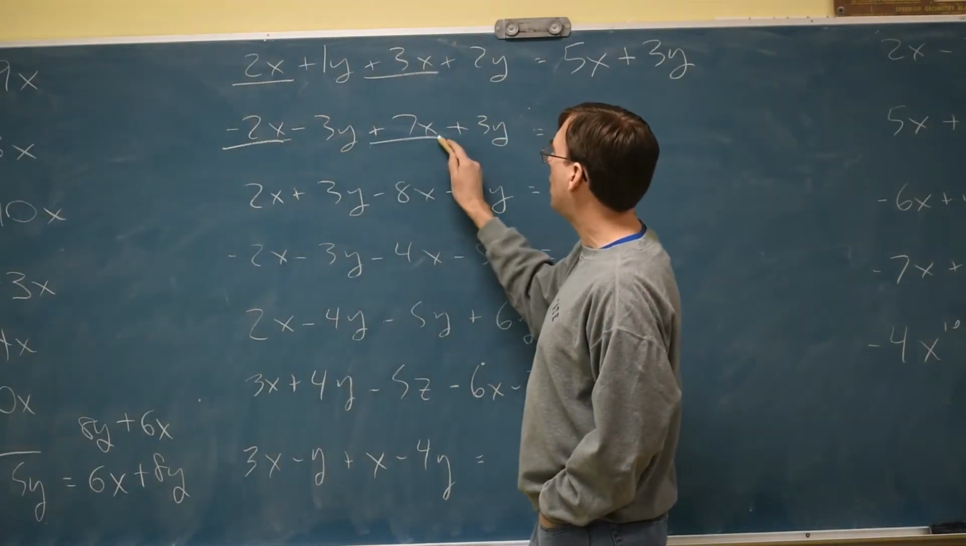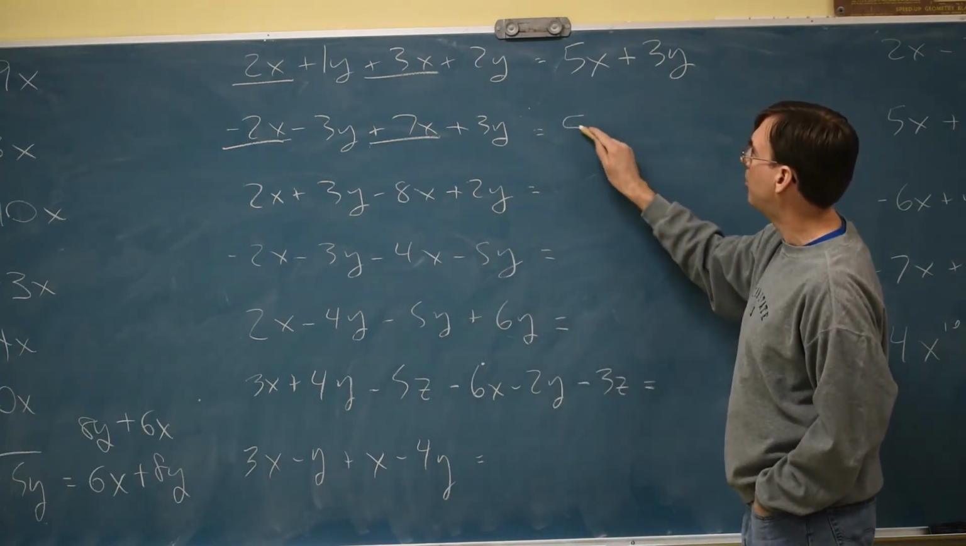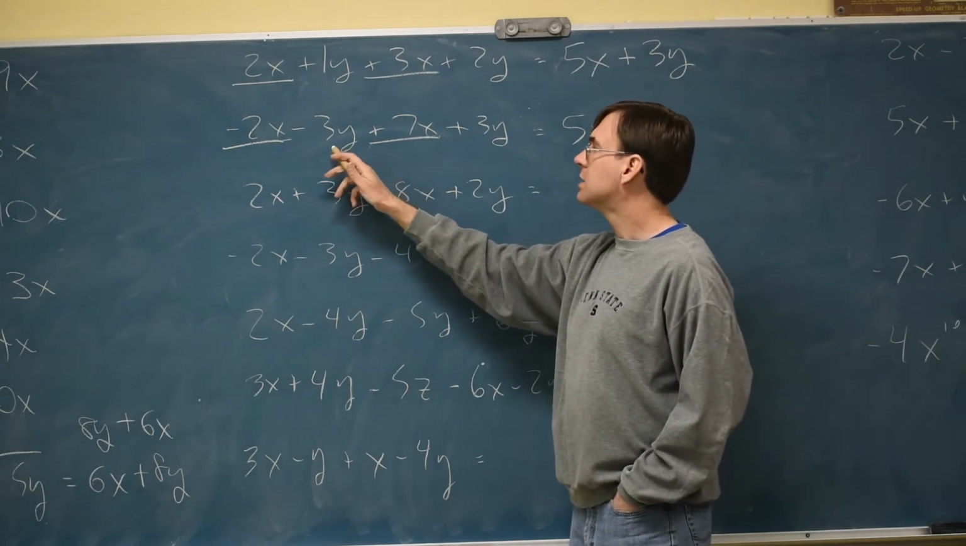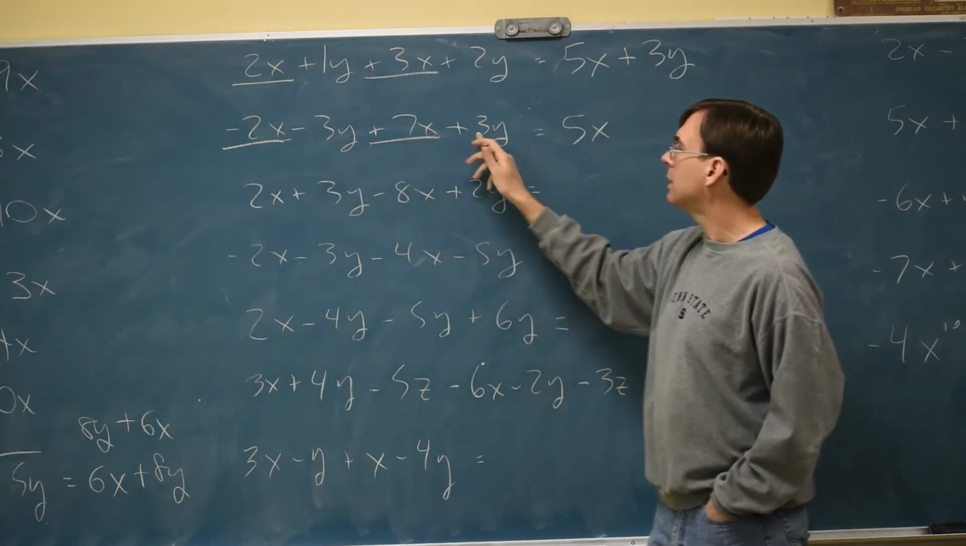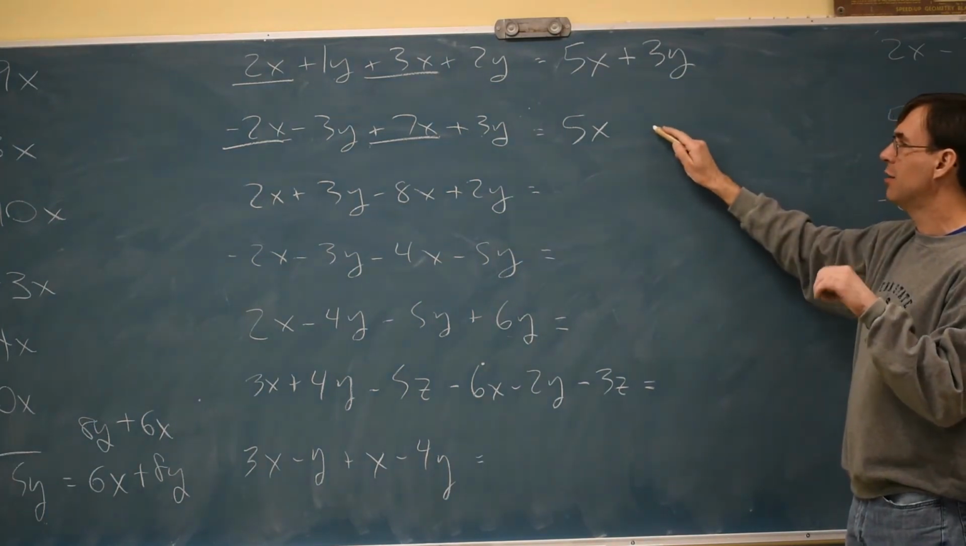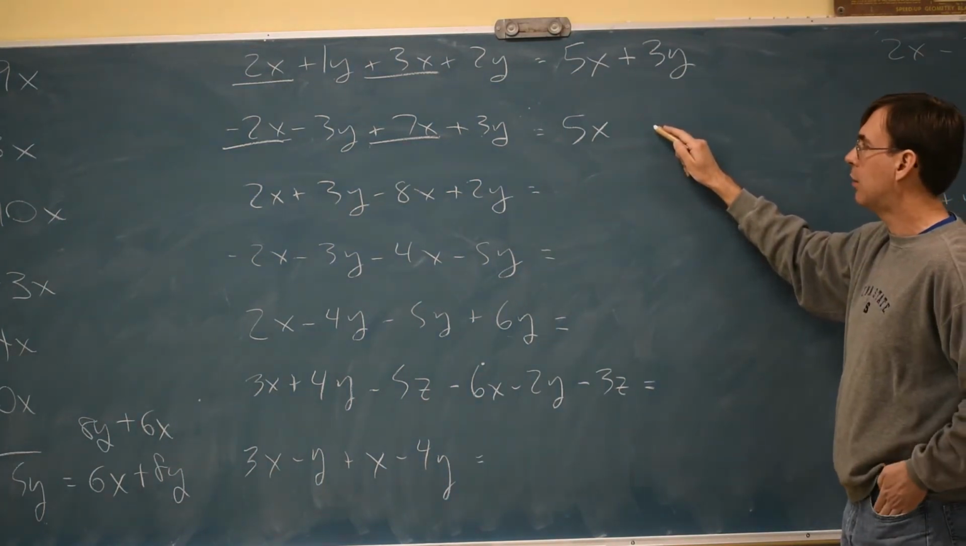Negative 2, positive 7 would make a positive 5 for the x's. And the y's just eliminate. There's a negative 3 and there's a positive 3. That would make a 0. I'm not going to write anything about zeros. I'm just going to get out of there. I'm just going to quit. Get out.